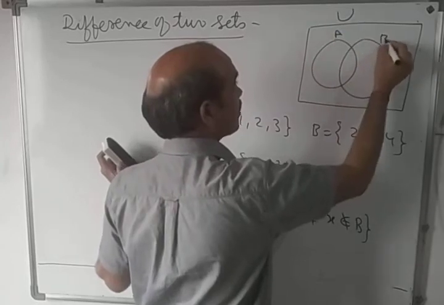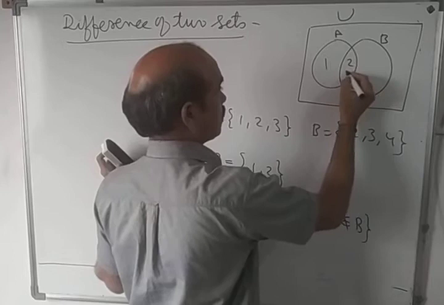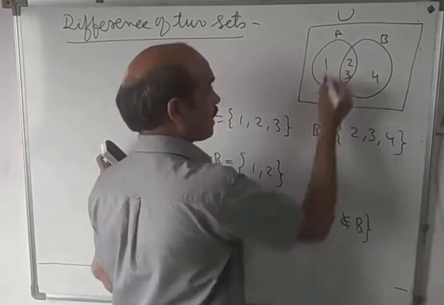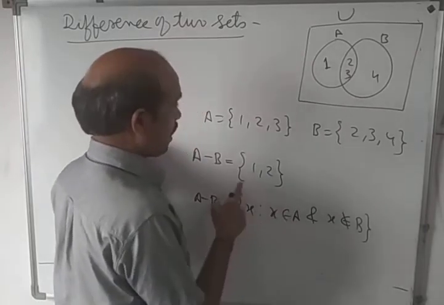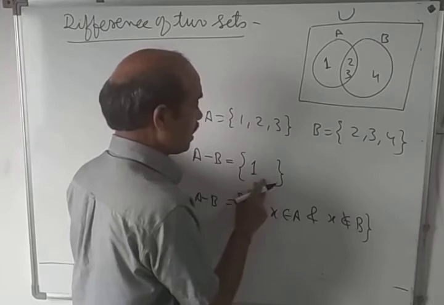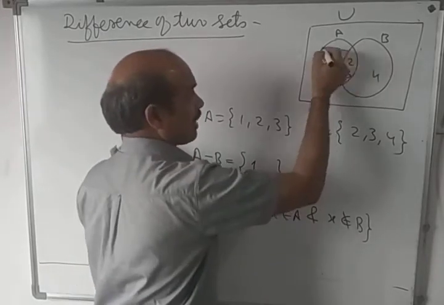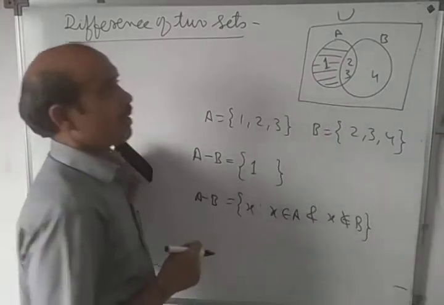When you go for Venn diagram, this is A, this is B, 1, 2, 3, 4, then this A minus B only 1, because 2 is also present in B, 2 and 3. So this one, this is the area which is representing A minus B.